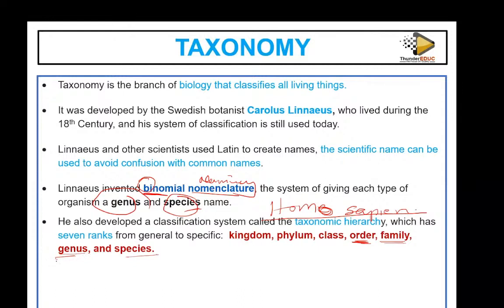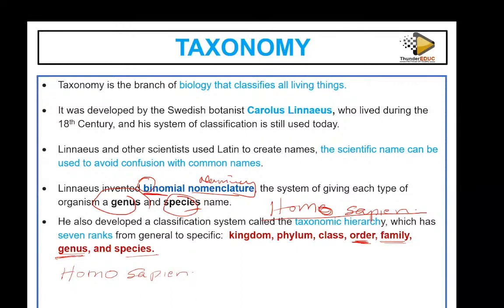Which genus do we belong to? We belong to genus Homo. This is Hominidae. This is Homo. And which species do we belong to? We belong to the species called sapiens.